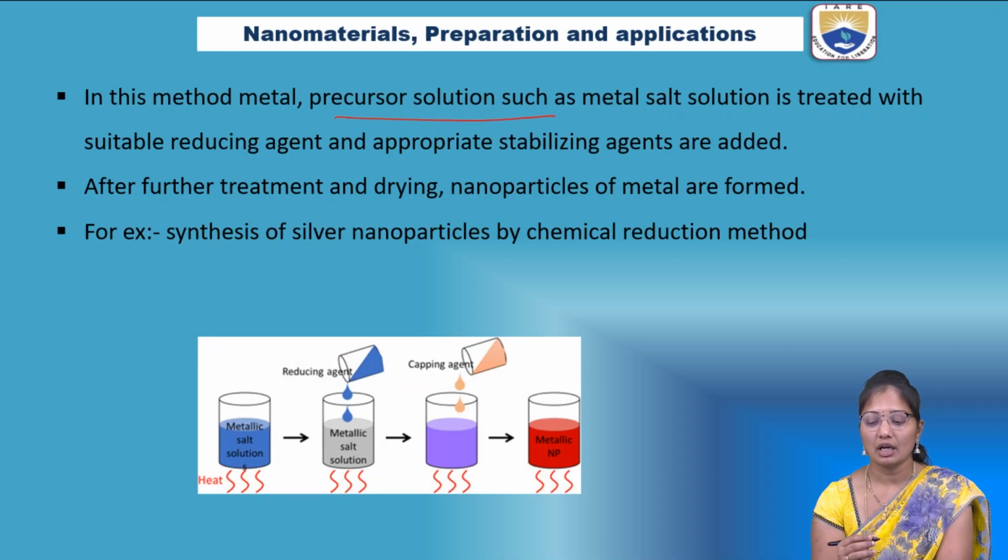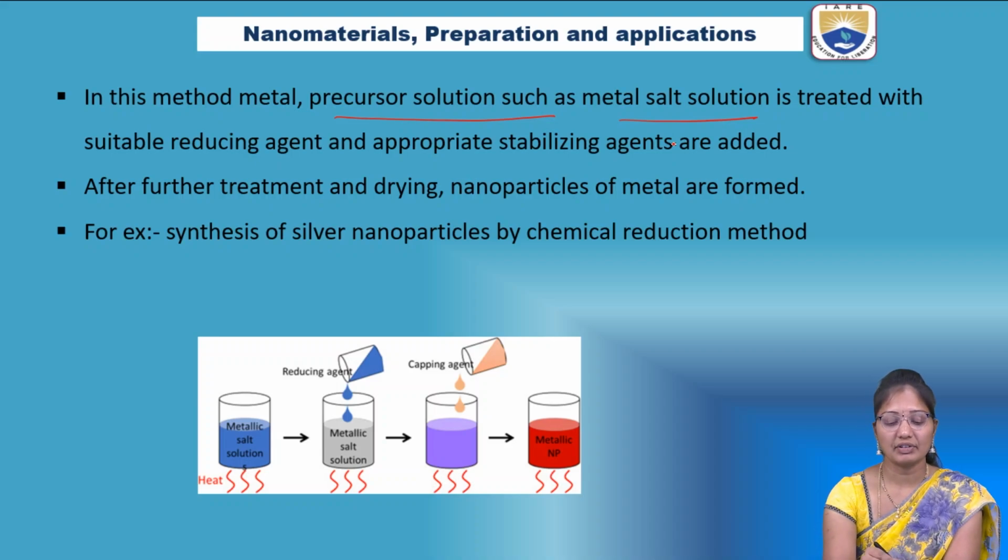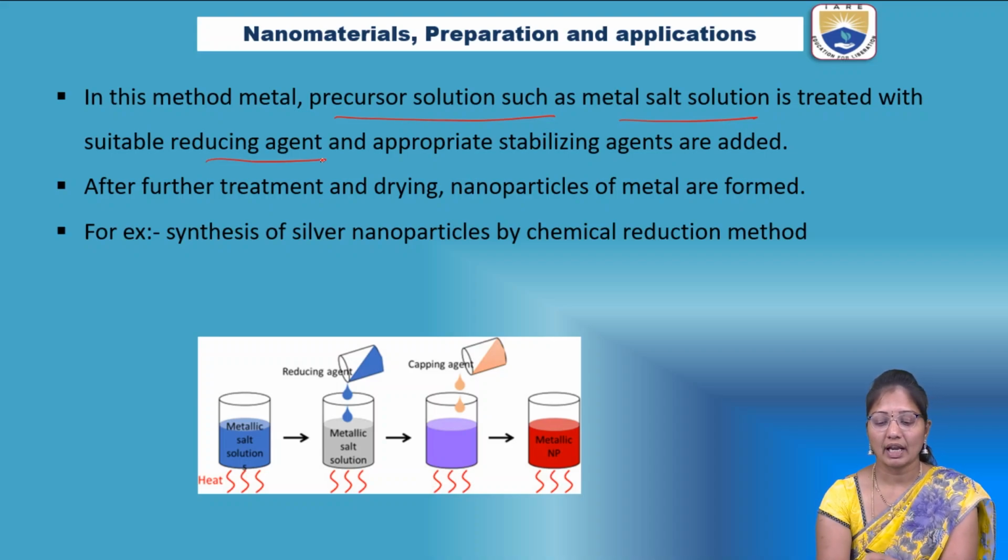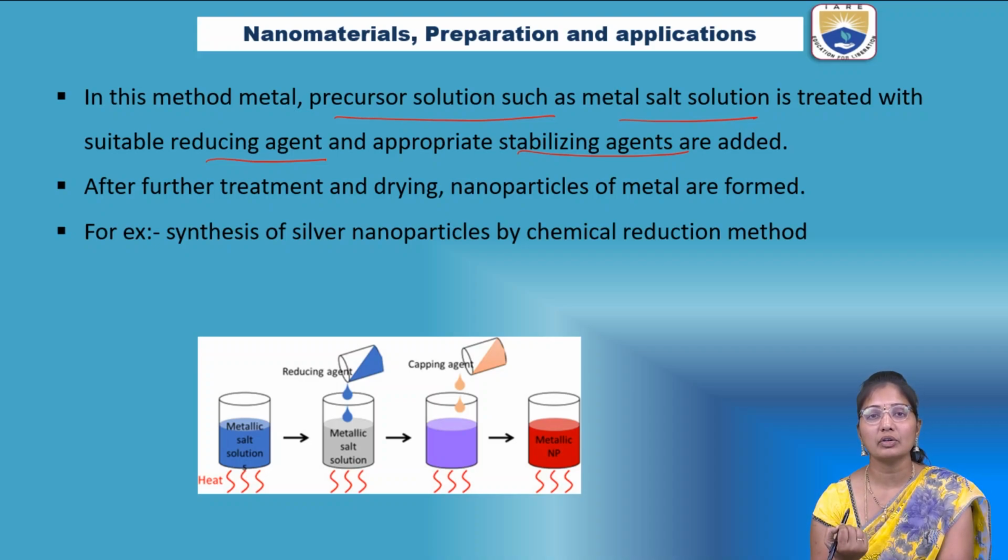So in this method, first the metal precursor solution, such as silver chloride, copper chloride, or any metal salt solution, is treated with the reducing agent, and appropriate stabilizing agents are added, because the first step is the reducing agent. We are going to reduce the metal by using the reducing agent. Then the ionic complex formed with the metal has to be stabilized. So we are adding the stabilizing agent. This is the second step.